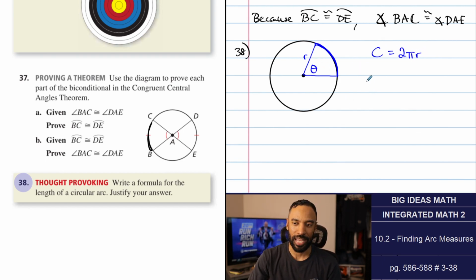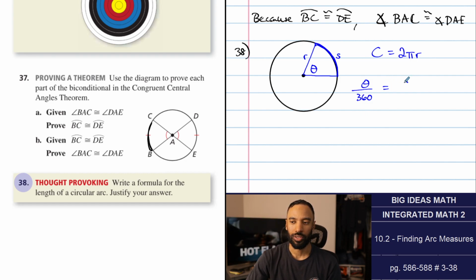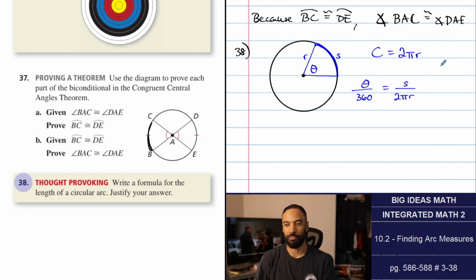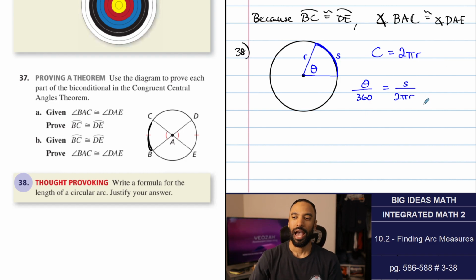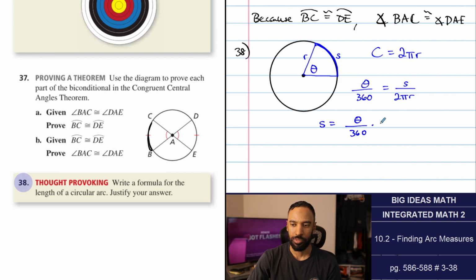Whatever this theta angle is out of 360, this arc length, and they use the letter S, by the way, I believe, for arc length, it's not a 5, this arc length S is out of the circle's circumference, 2 pi r. This is the idea of the formula in a nutshell. How do you solve for S? You multiply both sides by 2 pi r. So S equals theta over 360 times 2 pi r.